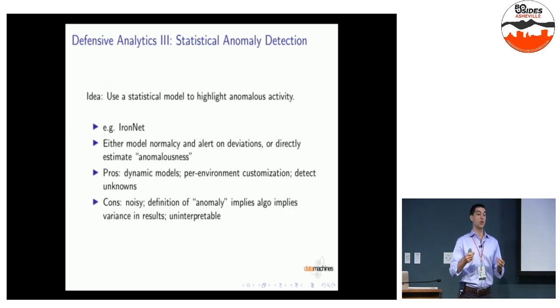Pros here is you get these really cool dynamic models that can update really easily over time. You get per environment customization, right? So I don't try and apply some generic model to all these different enterprises that have really different stuff going on. And you can detect unknowns, which is super sexy. Like when you say that in a sales pitch or to the government, they're like, oh, unknown unknowns. That's like the sine qua non thing.